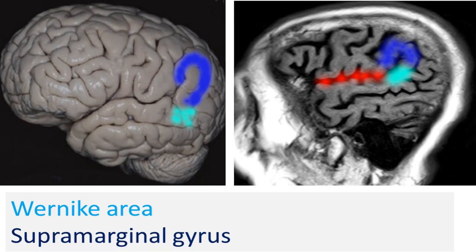Look at this sagittal MRI view. This is the posterior end of the superior temporal gyrus or the Wernicke area, labeled in turquoise. And this is the sylvian fissure, labeled in red. There is a gyrus taking a U shape, highlighted in blue, curving around the sylvian fissure, fusing with the Wernicke area. It is the supramarginal gyrus.